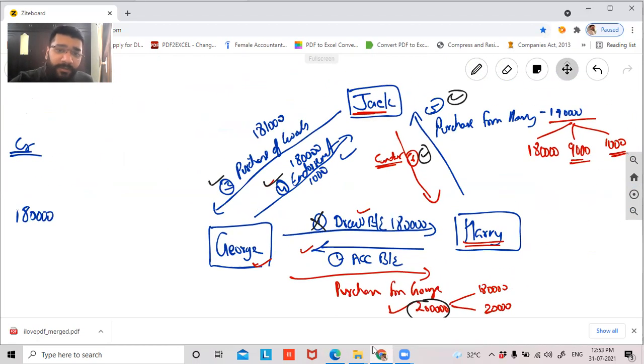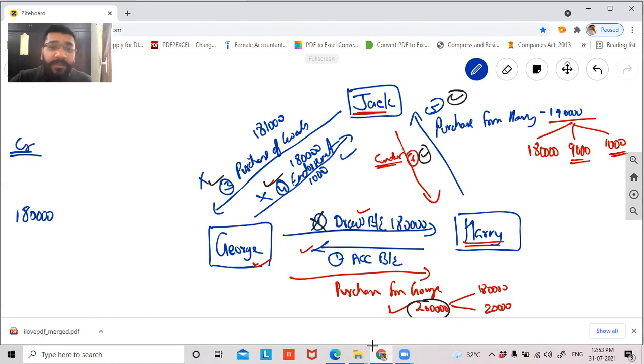After this, Georgie is purchasing it from Jack. So I don't have to record any entry in the books of Jack, in the books of Harry. And the fourth entry, what is happening? Georgie is endorsing the goods to Jack. Even this I don't have to record because this is happening between Georgie and Jack. I'm accounting in the books of Harry.